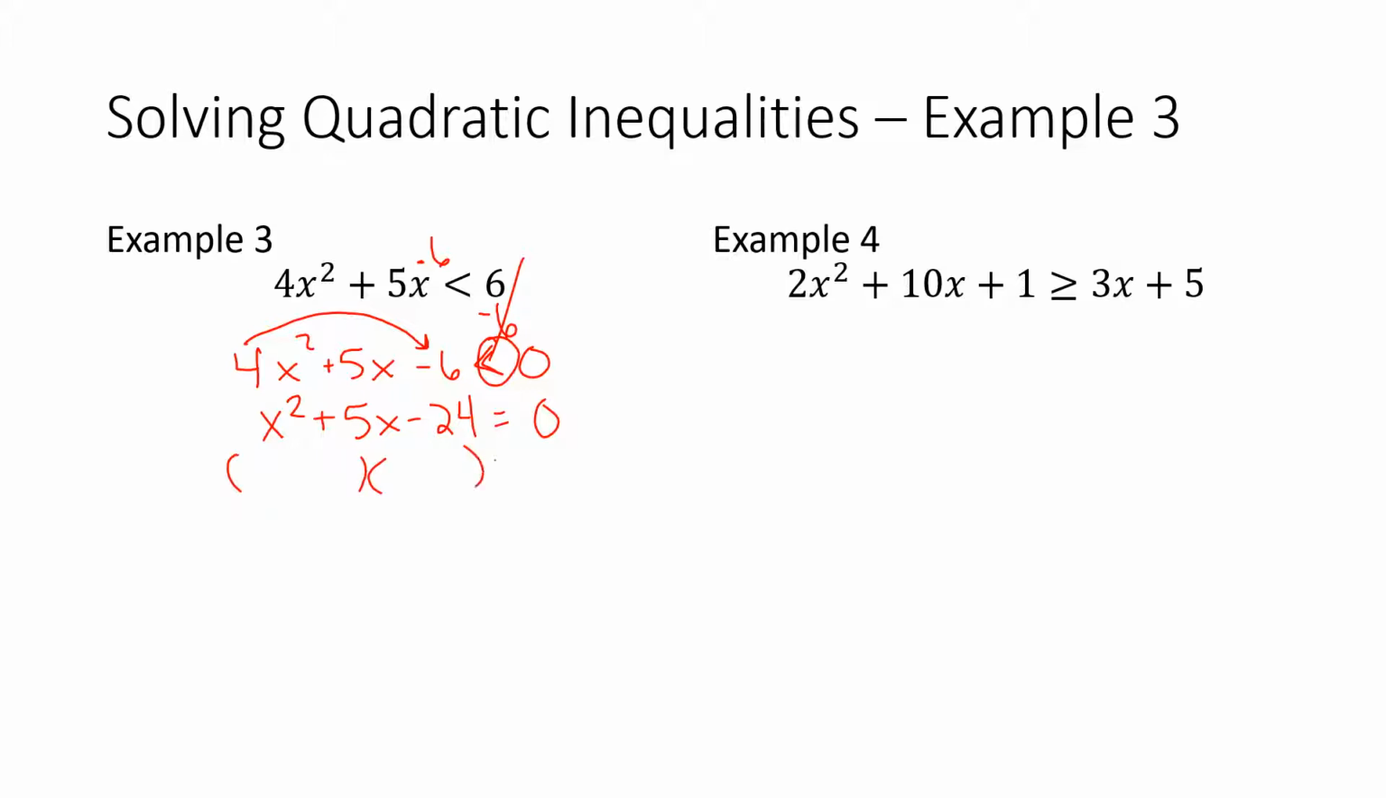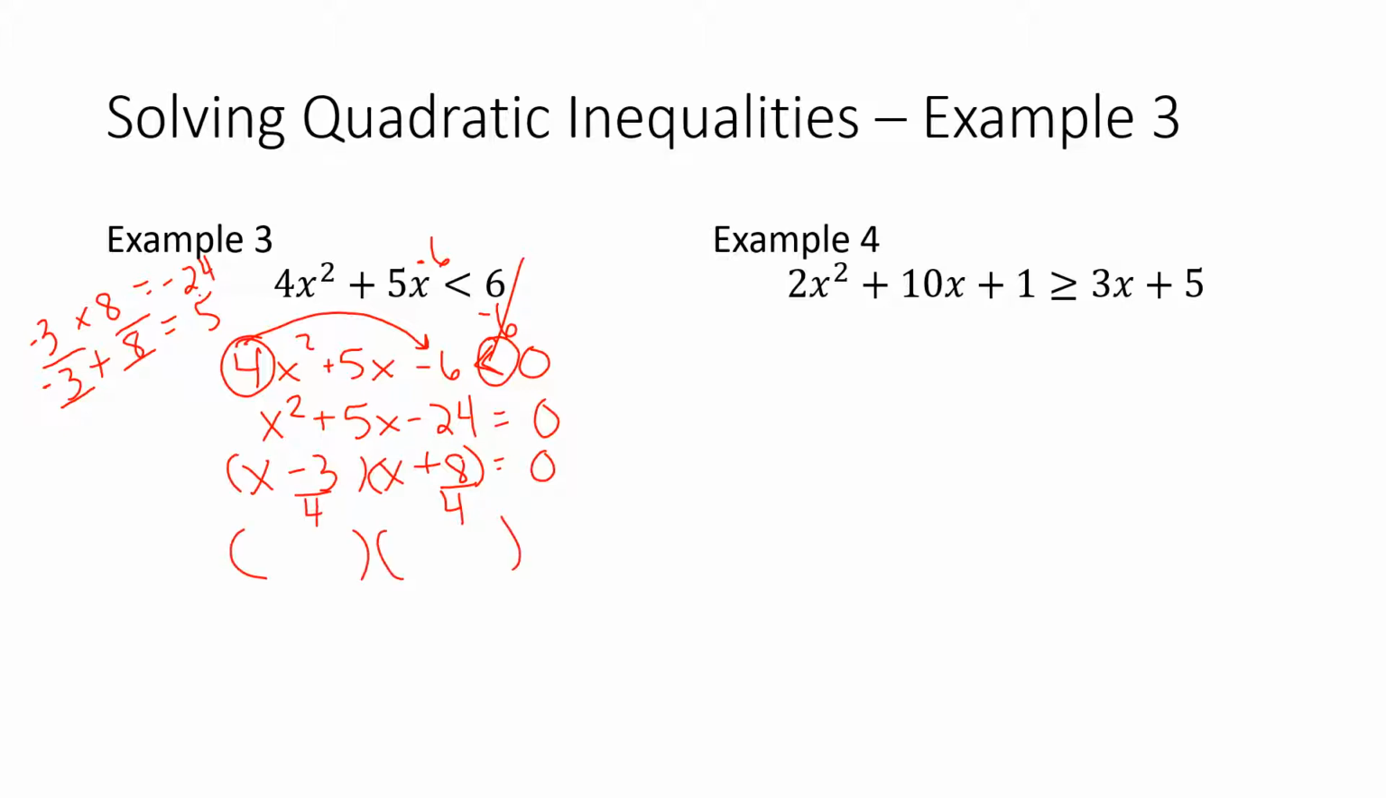We want to know what multiplies to negative 24. What times what equals negative 24, and then also adds up to positive 5. Let's see, that would be negative 3 and 8. Negative 3 times 8 is negative 24, and negative 3 plus 8 is positive 5. So it's x minus 3 and x plus 8.